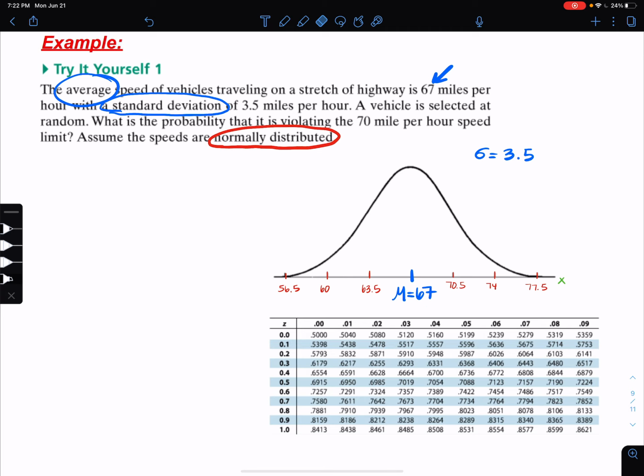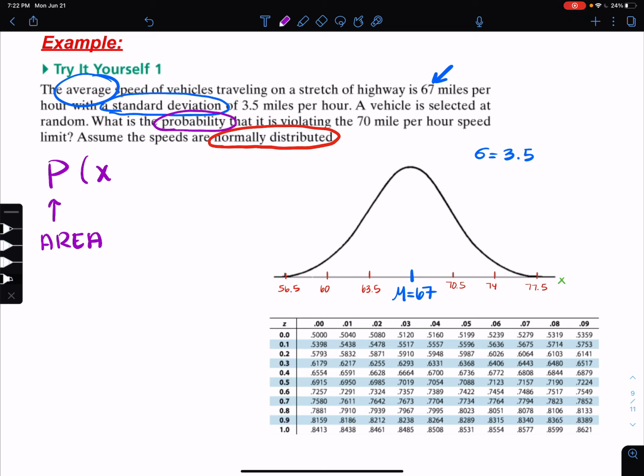And so then I'm going to make sure that I understand the area that I'm being asked to find. I notice right here I'm asked for a probability. I know from the previous section that probability and area are the exact same thing. Now, I also know that area is always directional. So I've got to make sure I understand, am I looking at less than, greater than, or in between?